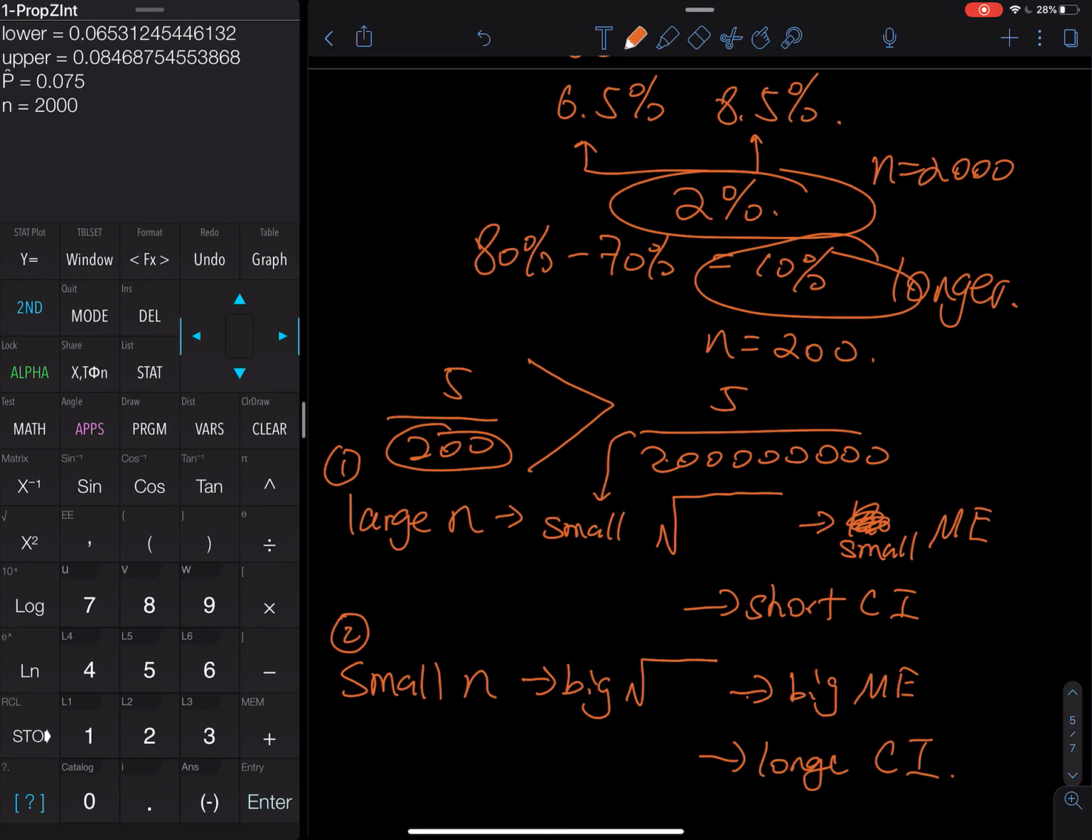In the next problem, I would like to discuss what happens if the sample proportion is in decimal, not a fraction.